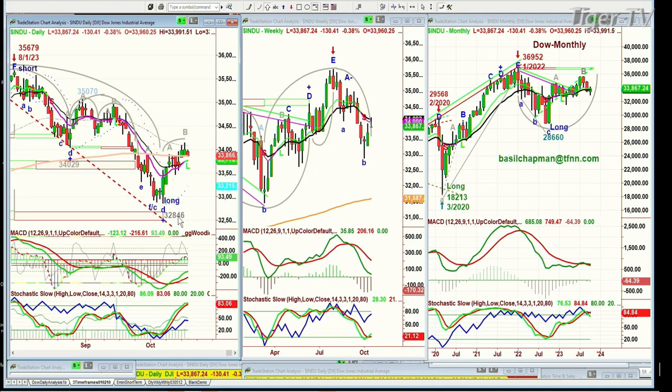But at the same time, we've got aggressively long, a very small position. We've taken some profits just the day before the low of 32,846, because the oversold conditions say that we should have a rally. My anticipation is that we are still going to do some testing of the lower range. And let's just make it as simple as possible.